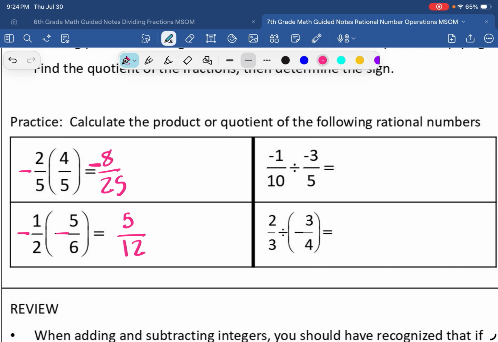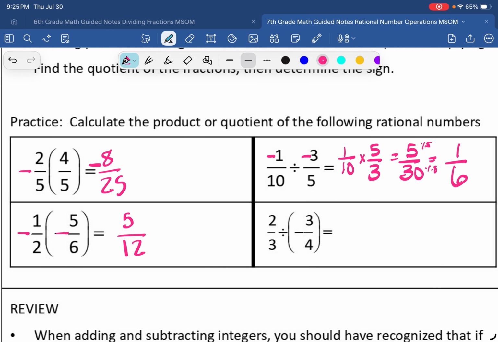Negative 1/10 divided by negative 3/5. I'm going to use the multiplying by the reciprocal method, but if you use the common denominator method, you'll get the same answer. So we're just going to do 1/10 multiplied by 5/3, and that will give me 5/30, which reduces. I can divide the numerator and the denominator by 5, so that will reduce to 1/6. Now let's go back and figure out my sign. I have a negative here and a negative here, which is even, so my answer will be positive.